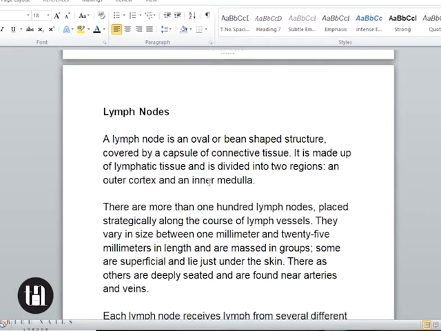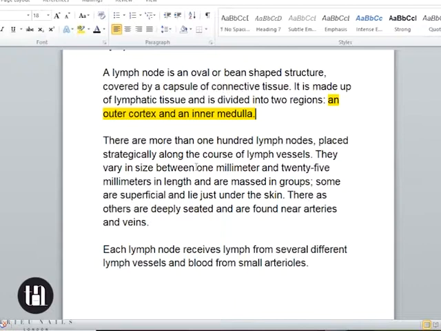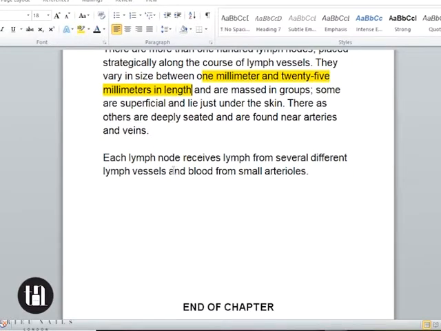We are then going to finish off with the lymph nodes. It's an oval or bean-shaped structure covered by a capsule of connective tissue. It's made up of lymphatic tissues and is divided into two regions, the outer cortex and the inner medulla. There are more than 100 lymph nodes placed strategically alongside the lymph vessels. They vary in size between 1 millimeter and 25 millimeters in length and are massed in groups. Some are superficial and lie just under the skin. There are others deeply seated and found nearer to the arteries and veins. Each lymph node receives lymph from several different lymph vessels and blood from smaller arterioles.